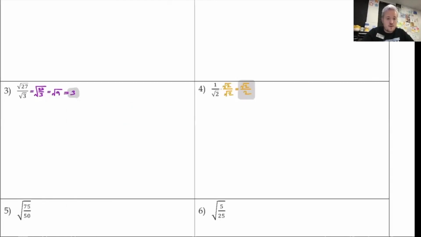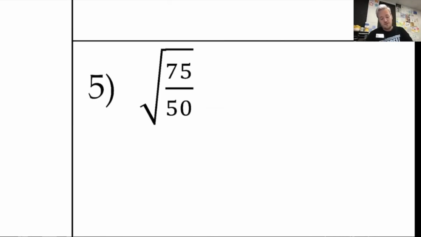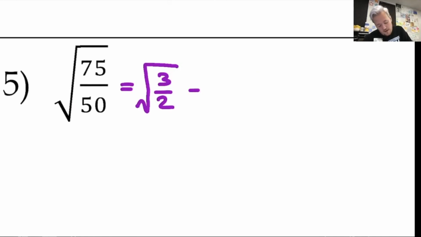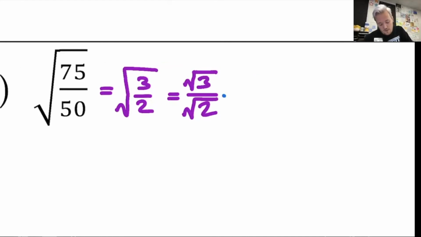All right, 5. So before I even consider rationalizing, 75 and 50 are both kind of big numbers. So I'm actually going to simplify this fraction first. So when I simplify the fraction, we're going to get 3 over 2. And then when I get to this part, I'm going to split up that radical. So I'm going to write the square root of 3 over the square root of 2. And then from here, I'm going to multiply and rationalize.